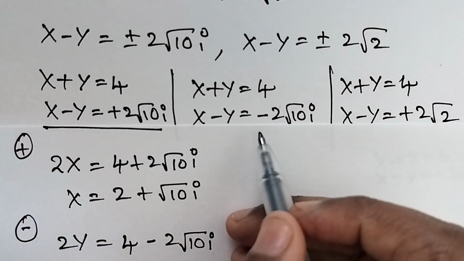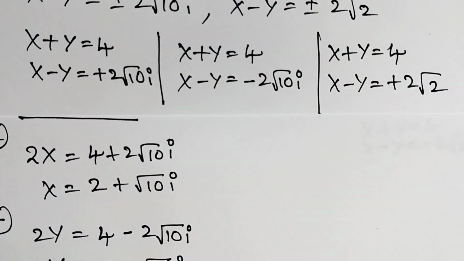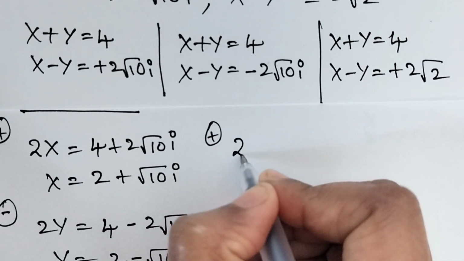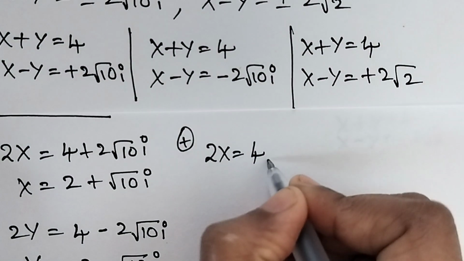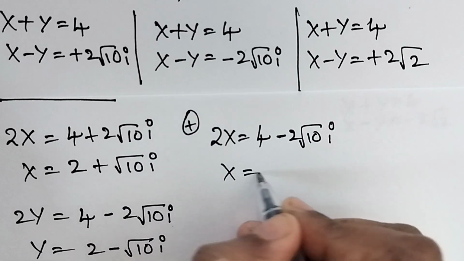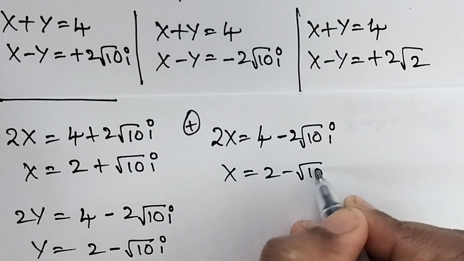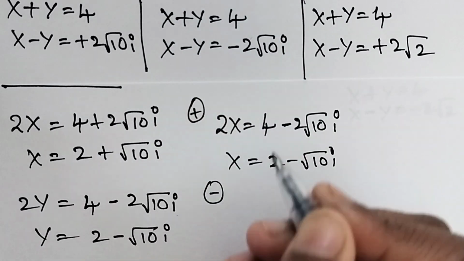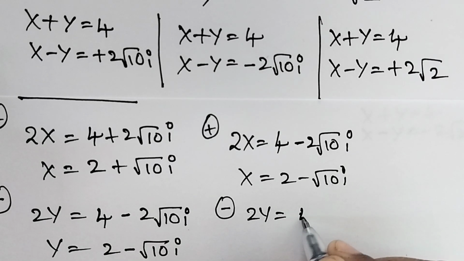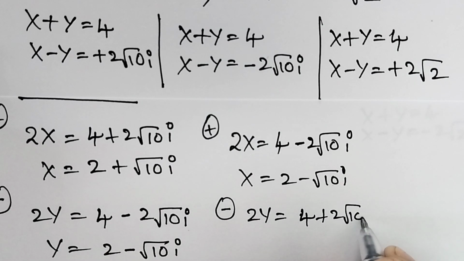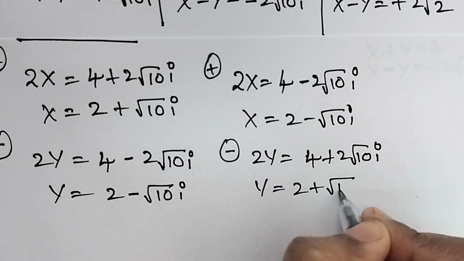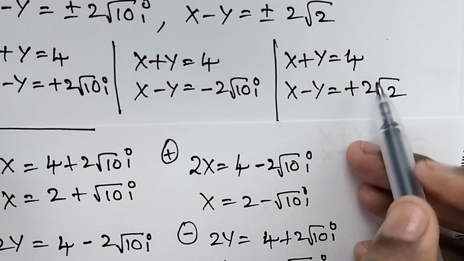So from this second term, add these two equations, then we'll get 2x is equal to 4 minus 2 square root of 10i. So x is equal to 2 minus square root of 10i, and subtract these two equations, then we'll get 2y is equal to 4 plus 2 square root of 10i. So y is equal to 2 plus square root of 10i.